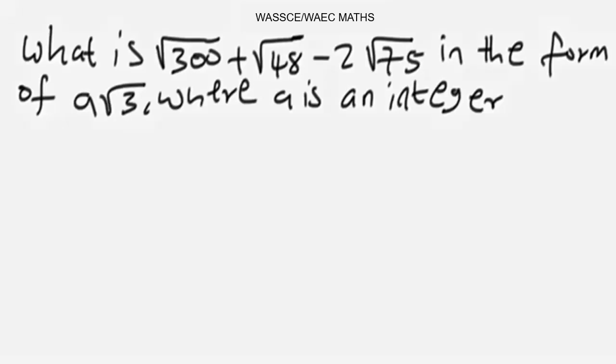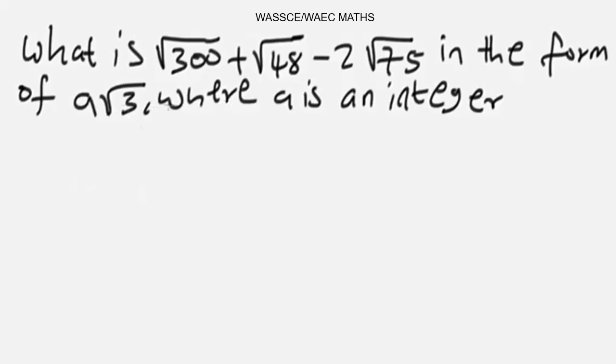Now let's look at this example. It says, what is the square root of 300 plus the square root of 48 minus 2 square root of 75 in the form of a root 3, where a is an integer? The first thing you have to do is to write each surd in the form of root 3, or square root of 3.